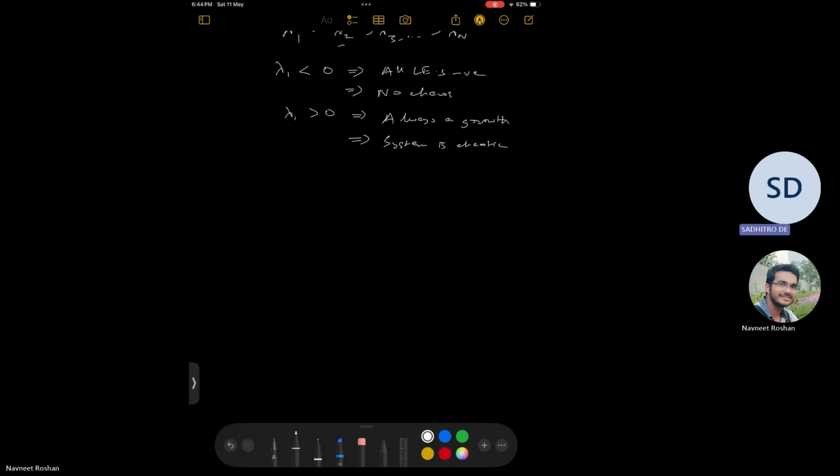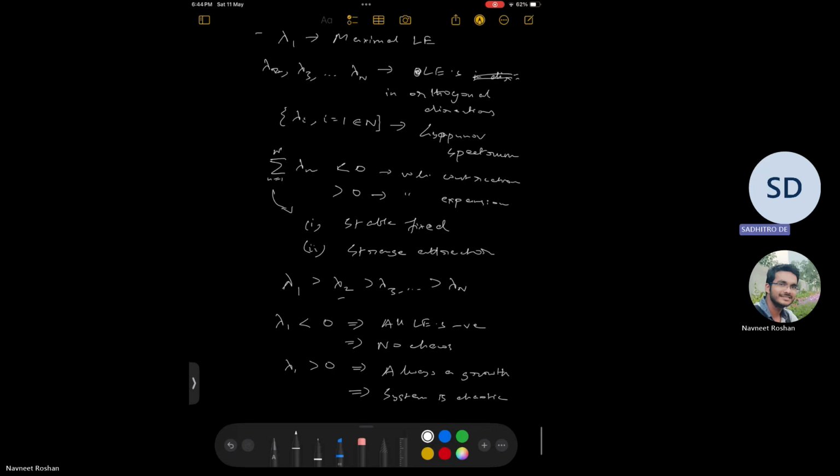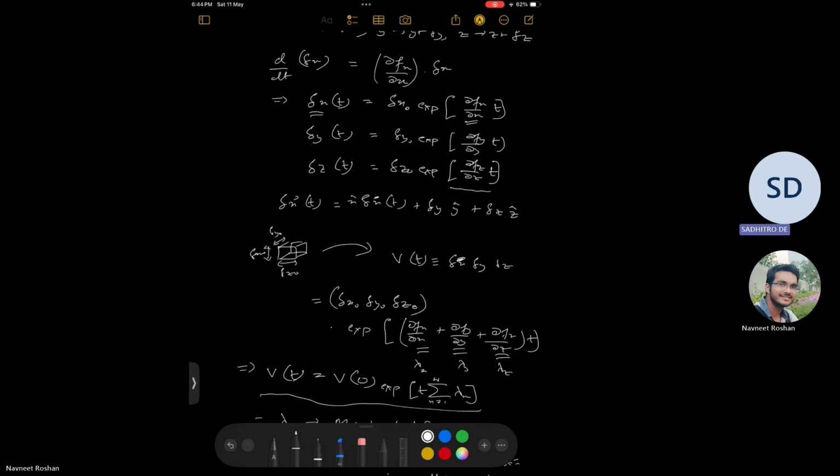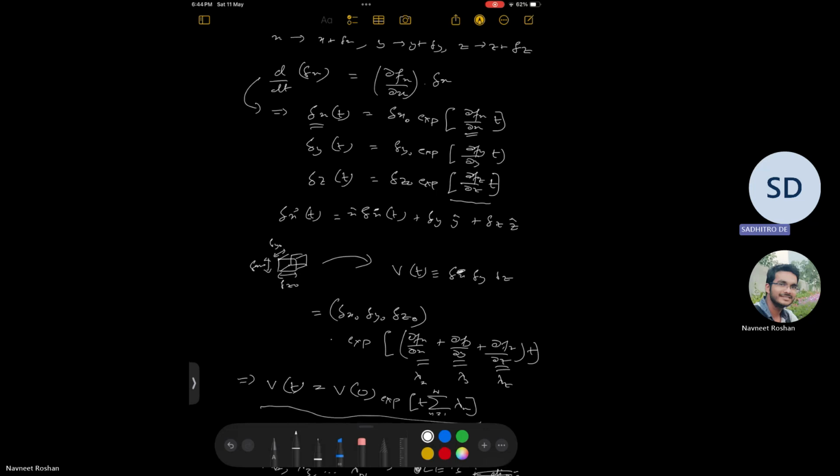So how do we calculate the exponents lambda 1 and lambda 2? Look at these equations over here for delta x, delta y, delta z. When we integrate the equation to get this one, we make an approximation: we assume that delta fx over del x is independent of time, or constant with respect to time. This assumption is possible only if we track the trajectories for a short period of time. If you track the trajectories for longer, then this quantity will no longer be constant as a function of time.